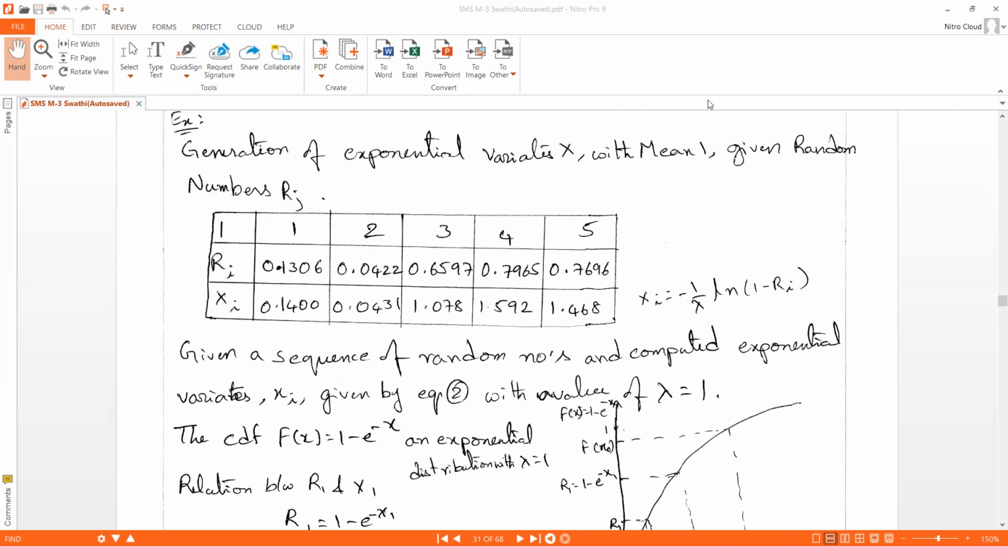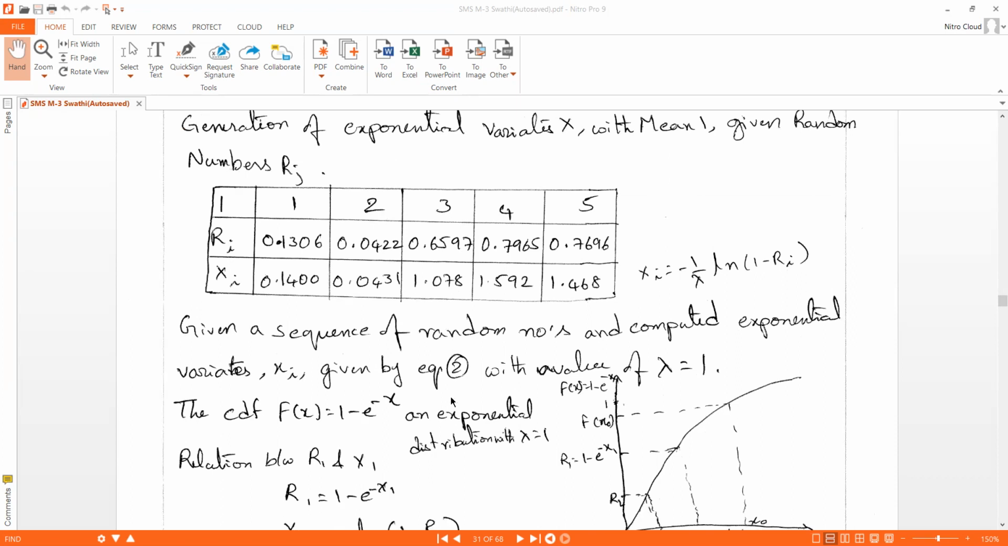Here it is given, the mean value is given as 1. So the lambda value is equal to 1, we are substituting here. If you substitute lambda equal to 1, the CDF f of x will become f of x equal to 1 minus e power minus x, because lambda value is 1. So f of x equal to 1 minus e power minus x.